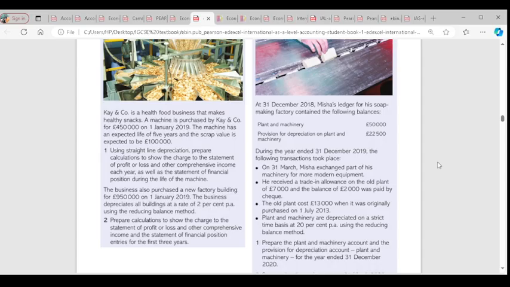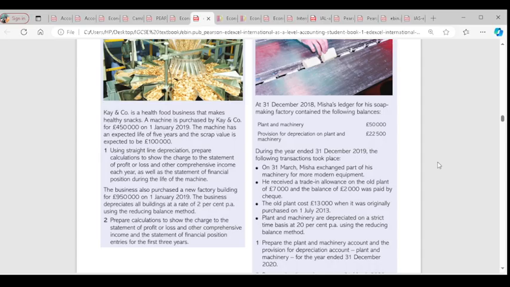But before that, you can make two accounts. You're going to open a ledger for depreciation, which the balance will stand as 22,500. But before then, let's read the additional information. During the year ended 31 December 2019, the following transaction took place.